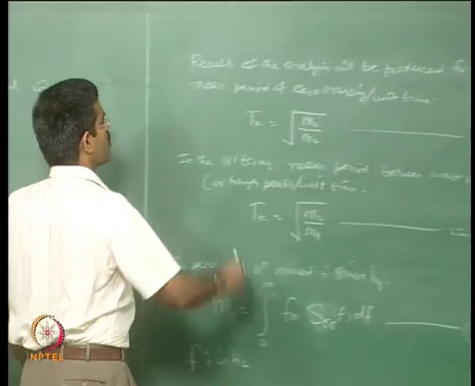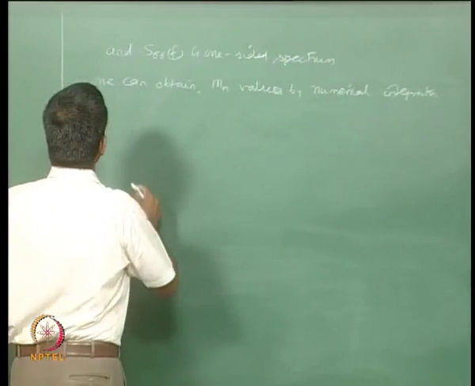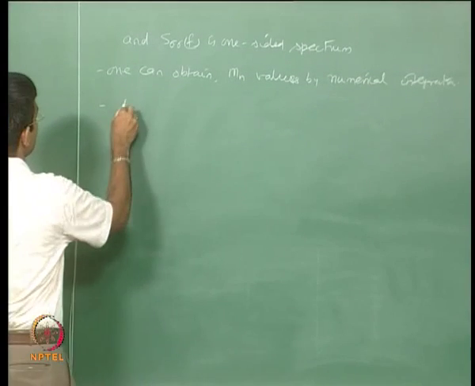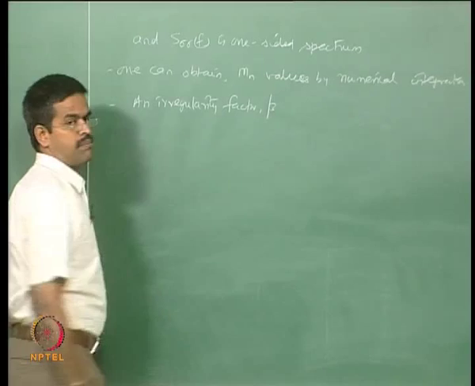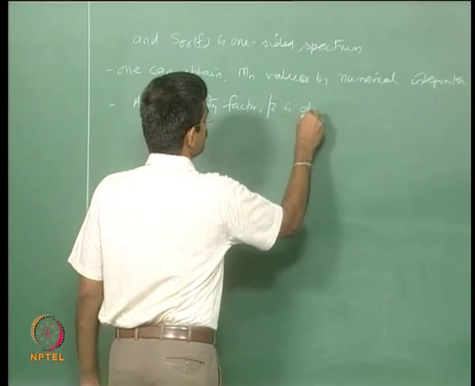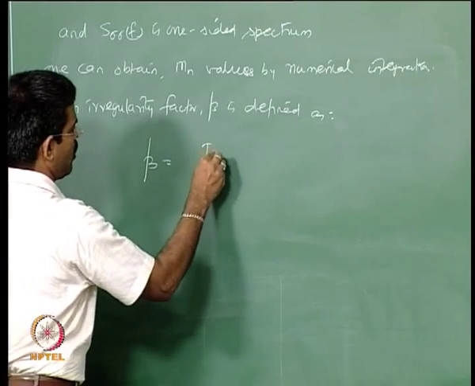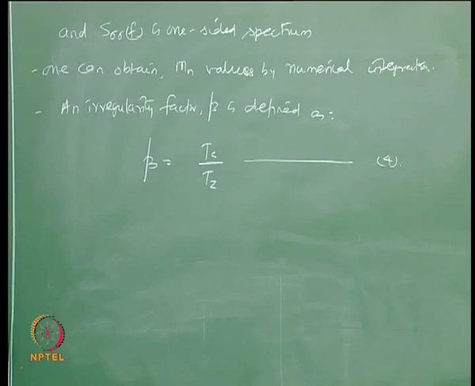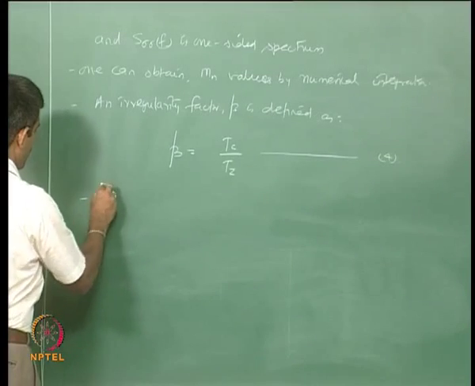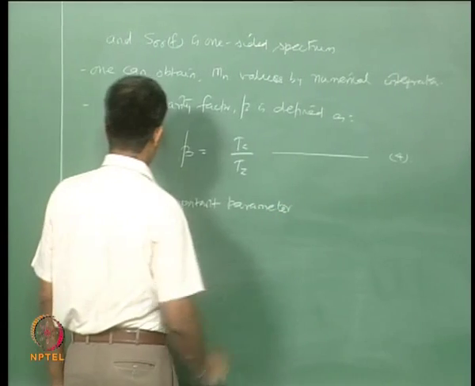Having defined the zero mean crossing period Tz and the mean period between the crest peaks or the trough peaks as Tc, I define now an irregularity factor beta. Beta, the irregularity factor, is the ratio of these two periods, equation number 4. Beta is a very important parameter in estimating the fatigue damage.